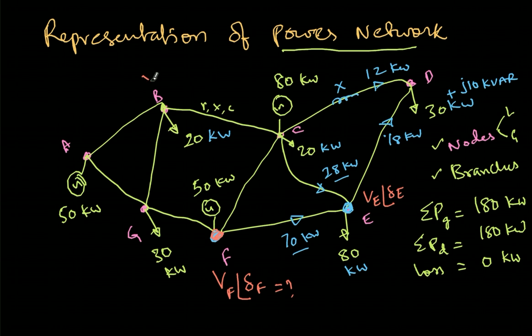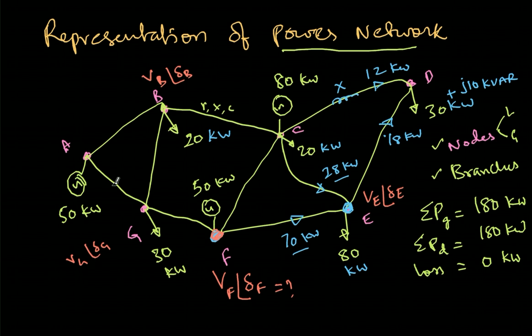So here the voltage may be VB at an angle of delta B, and here the voltage will be Vg at an angle of delta G, and so on. So I'm not writing it everywhere. So an n-bus system will have n different voltages and angles that need to be determined.